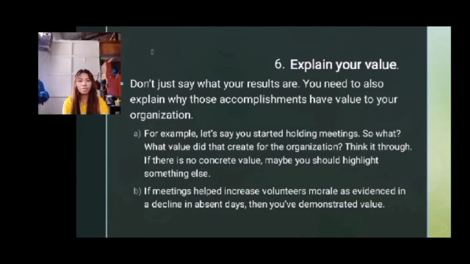So the results section should state the findings without bias or interpretation, and it will be arranged in a logical sequence. And also it is particularly necessary if your research paper includes data generated from your research. Just like, for example, let's say you started holding meetings. So what? What value did that create for the organization? Think it through. If there is no concrete value, maybe you should highlight something else. Or in other words, you should highlight the key points or something that makes a concrete value.